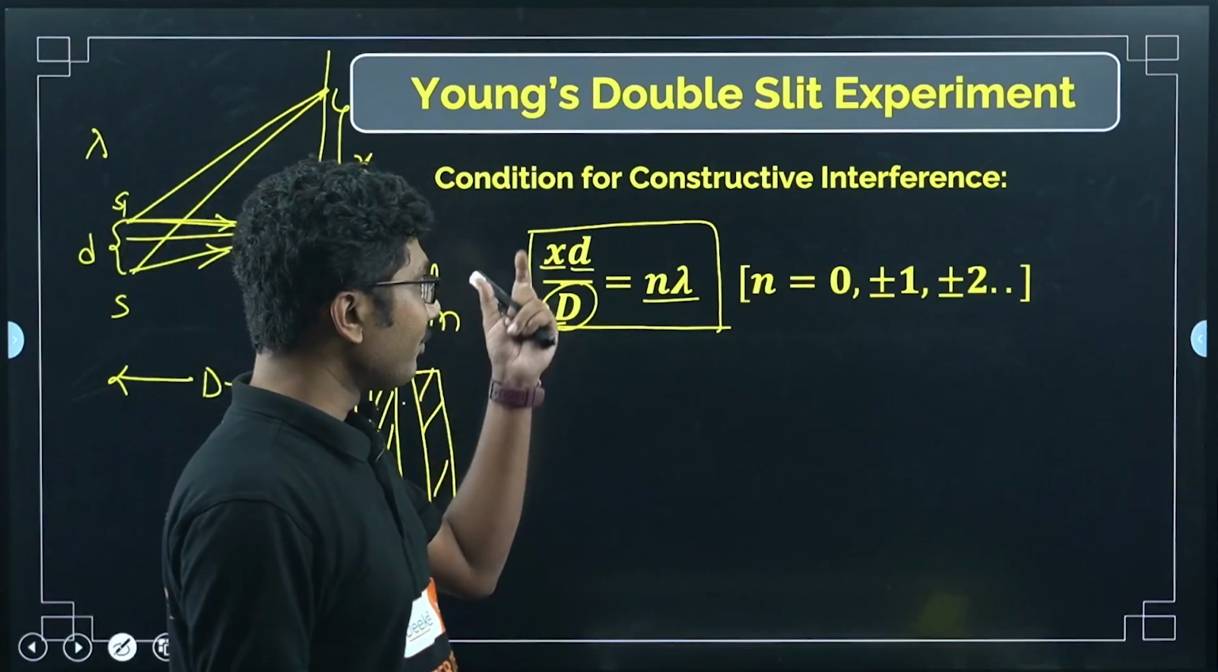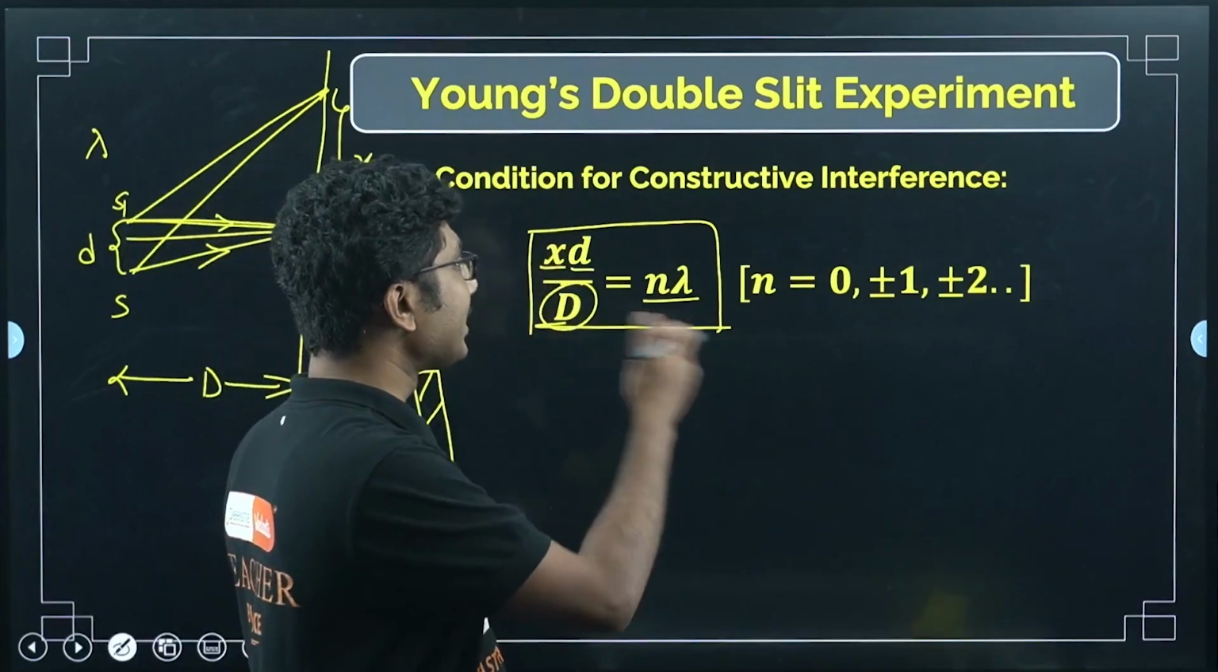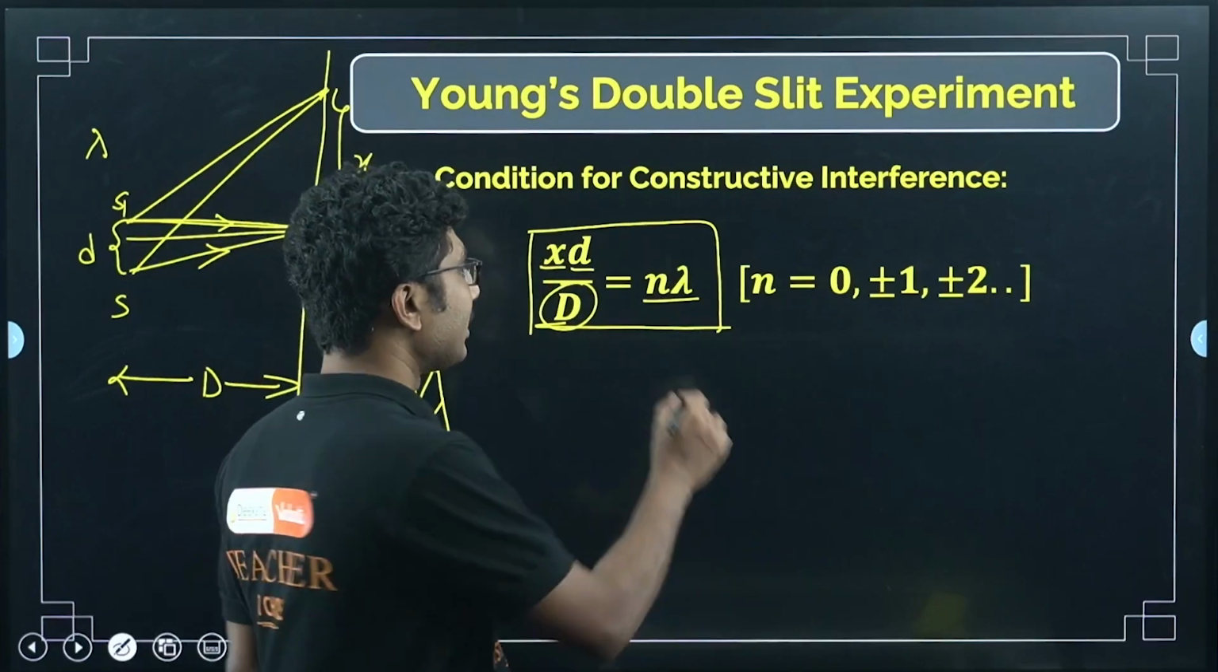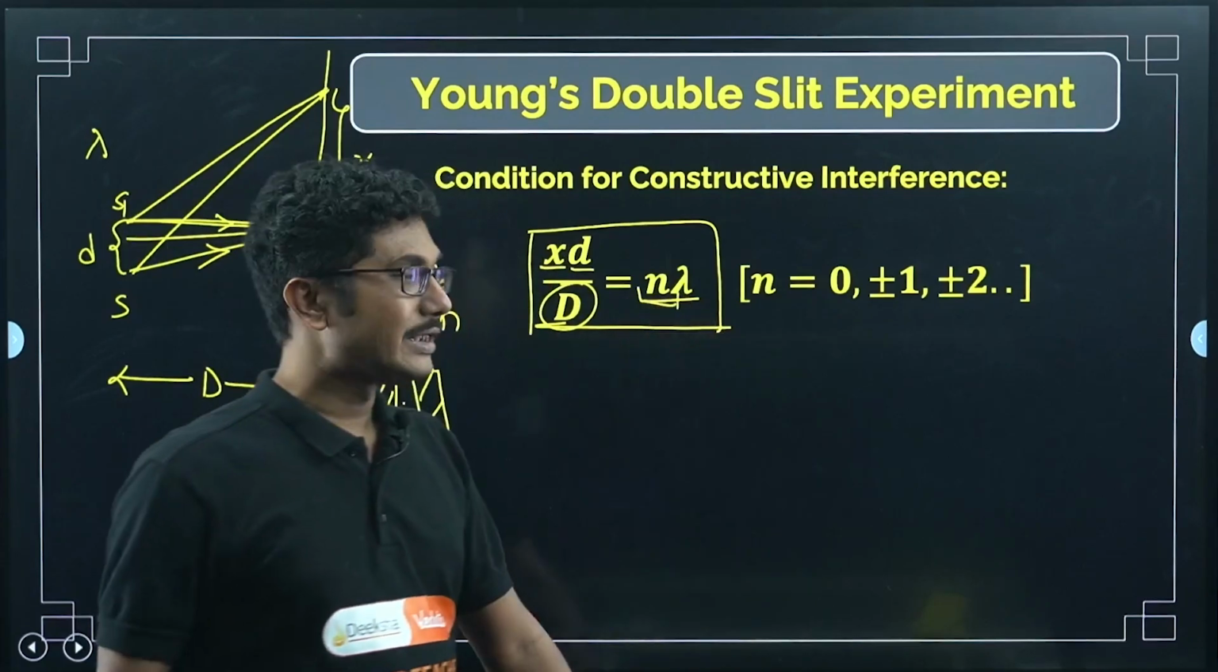Okay, but for most of the parts the values will be given. What you have to do is calculate the n value. We'll see one numerical.